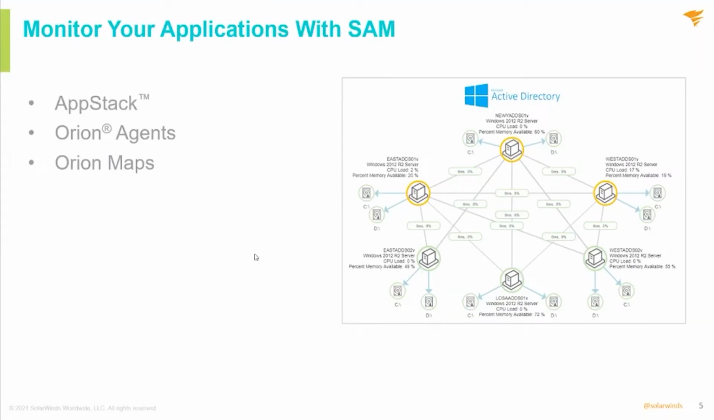Orion Maps. Orion Maps are a troubleshooting feature displaying a map of physical and logical relationships between entities monitored by the Orion Platform products that you have installed. Orion Maps help you quickly isolate and identify critical health and performance issues.